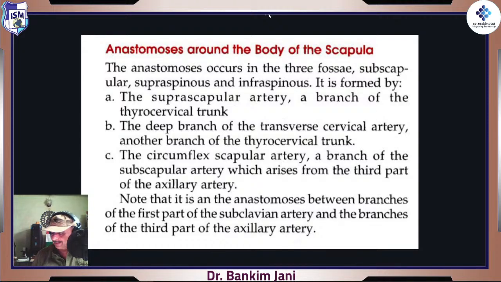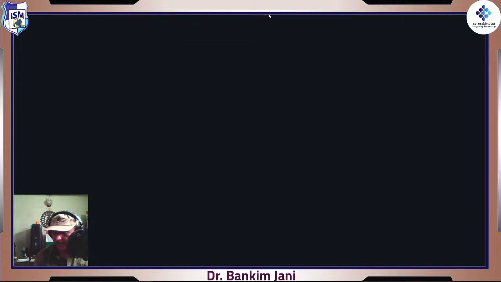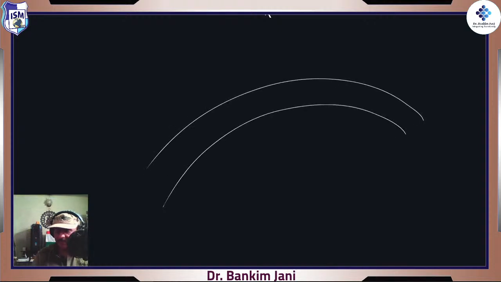So what I did is, let's draw it, right? And it's fun. Draw along with me. Here is our main, this is what? This is our subclavian artery. From the subclavian, there is a trunk which is emerging. This trunk is called the thyrocervical trunk, right? This is the thyrocervical trunk.